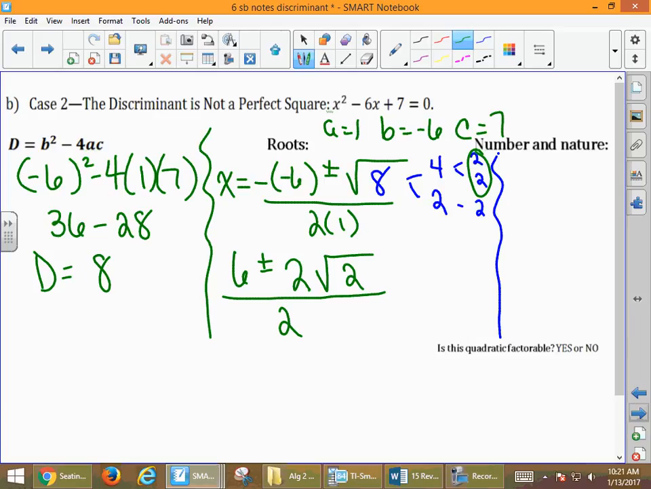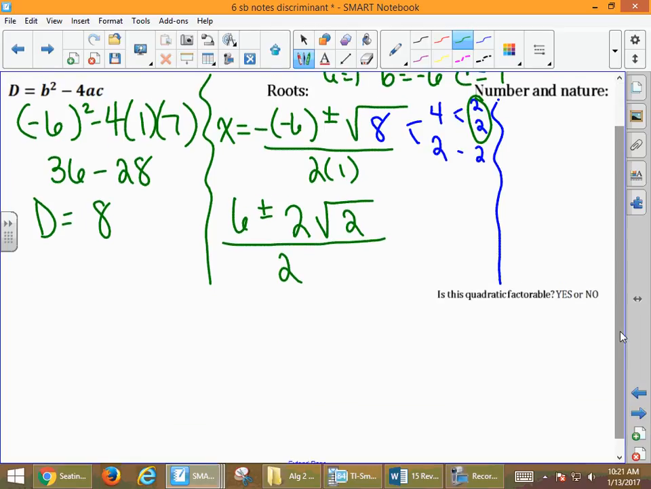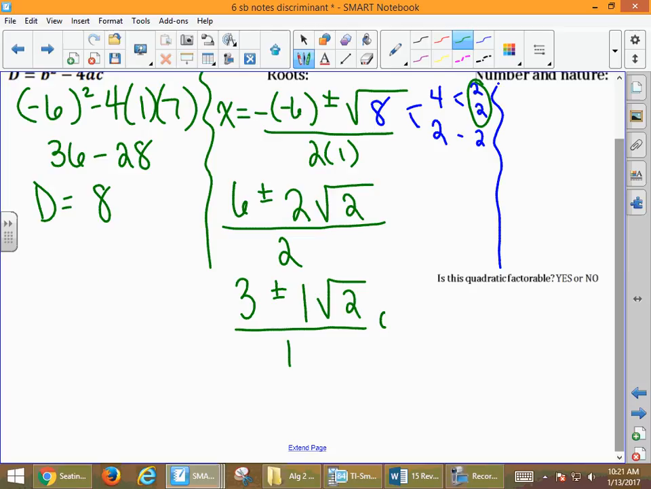Well, lastly here, we can simplify this one more time. The 6 and the 2 and the 2 are all even numbers. They're all divisible by 2. We can do 6 divided by 2 is 3. 2 divided by 2 is 1. 2 divided by 2 is 1. It's true, and you're running out of space here, but technically we don't have to write that 1. So this is really 3 plus or minus the square root of 2. And I know, you're running out of space there, so you might just leave that.